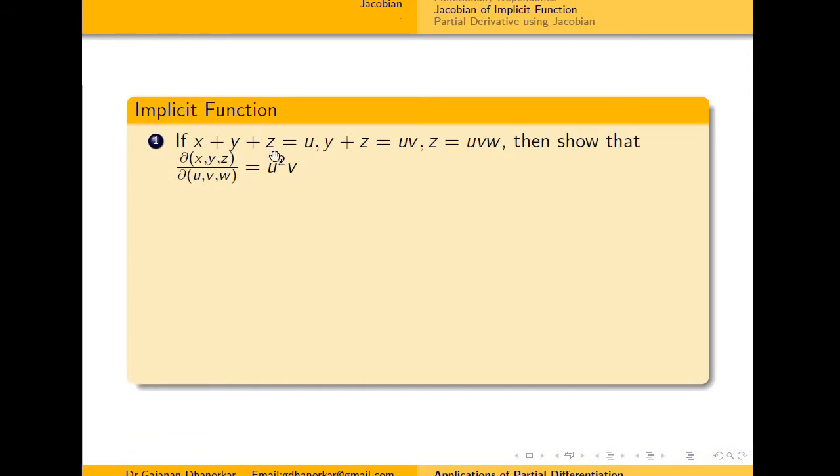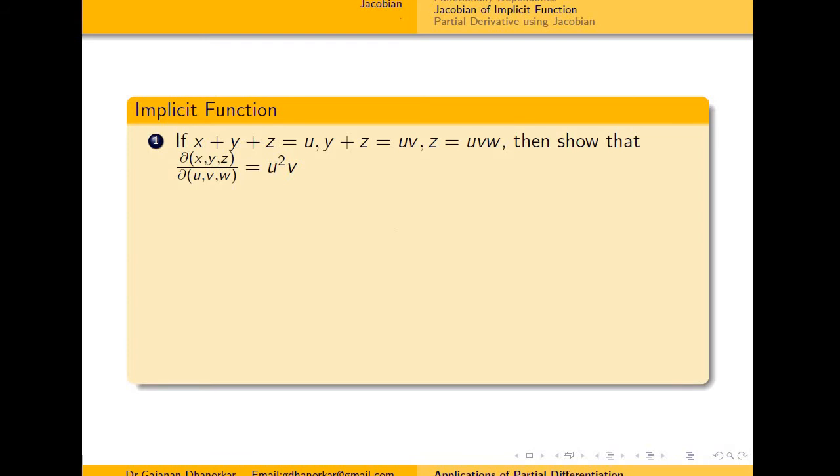If xyz as a function of uvw is given, then we can find the Jacobian of xyz with respect to uvw, or if uvw are given in terms of xyz, then we can find the Jacobian of uvw with respect to xyz, and we know the property J into J star is equal to 1. Using this property we will solve this example. But if we observe this example, we cannot write xyz directly as functions of uvw, or uvw in terms of xyz. We cannot separate xyz in terms of uvw, or uvw in terms of xyz.